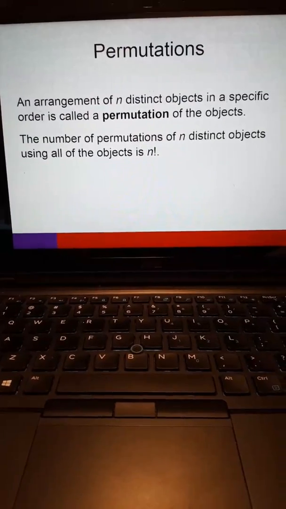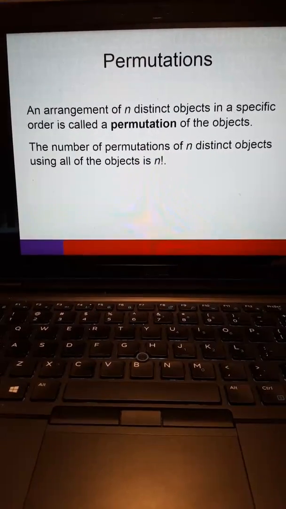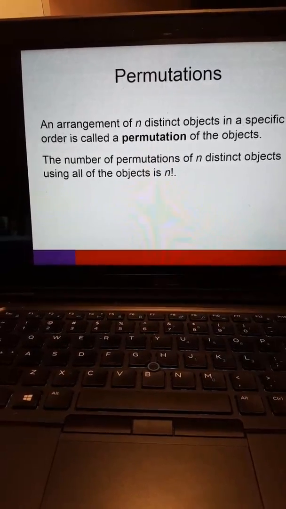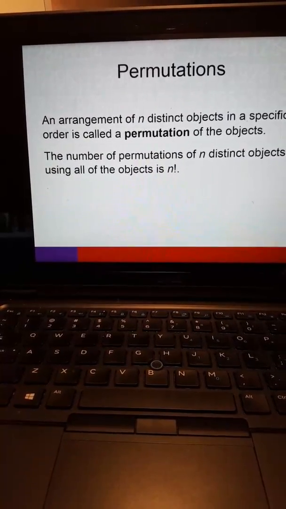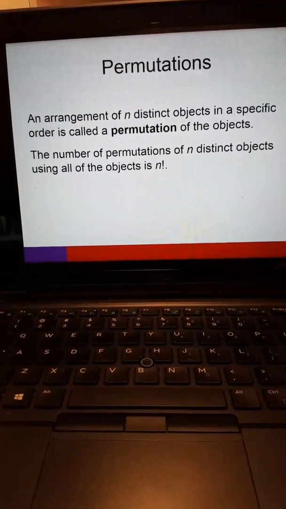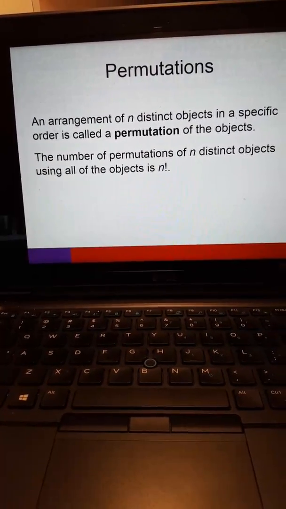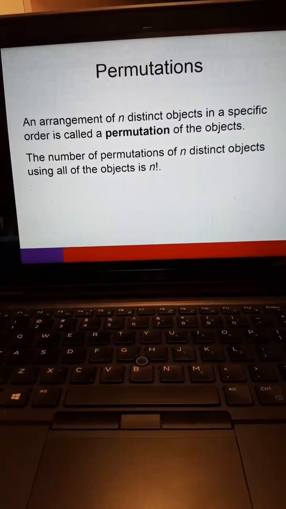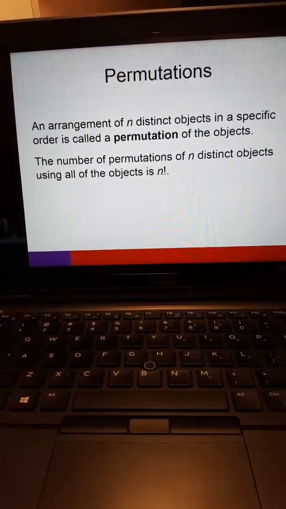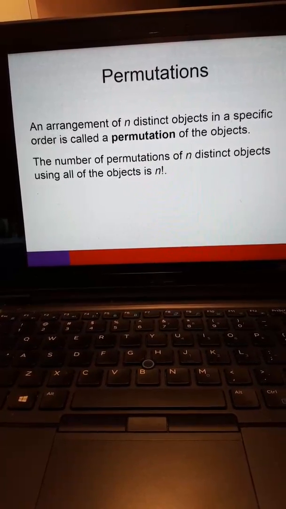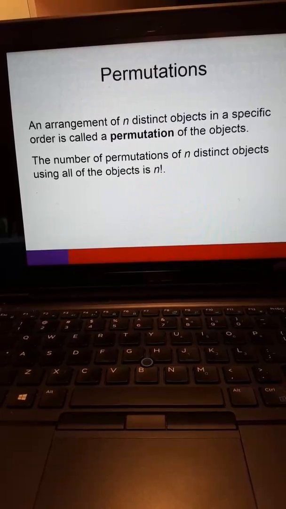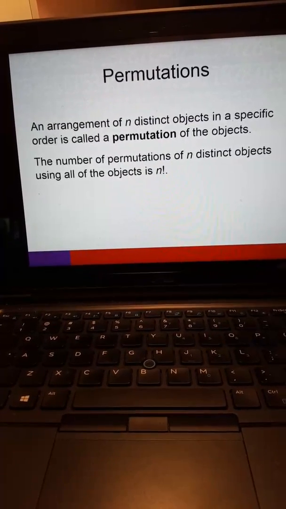So now we're going to talk about permutations. Permutations are different. Everybody is pretty much used to combinations of things, but permutations are similar, but they have a distinct position. An arrangement of distinct objects in a specific order is called a permutation of objects, meaning it has a specific order. It has a specific role.